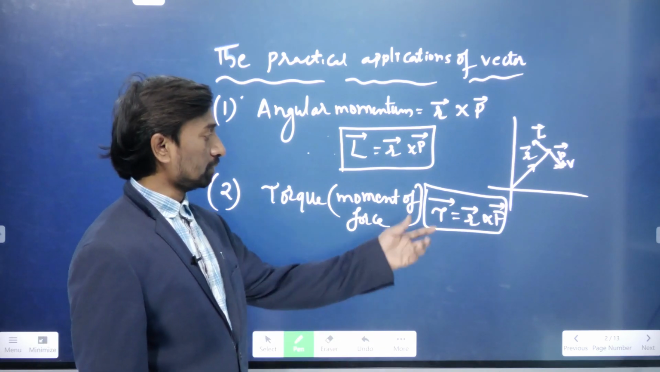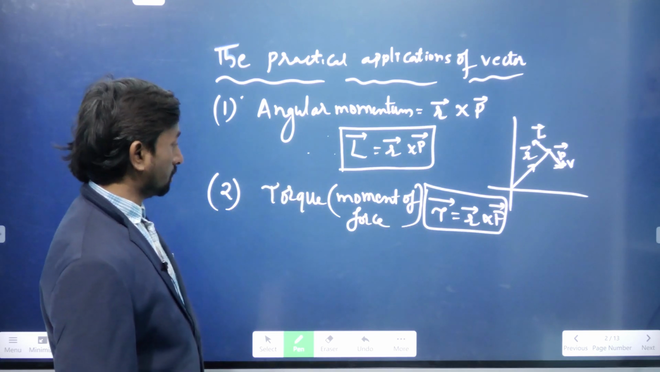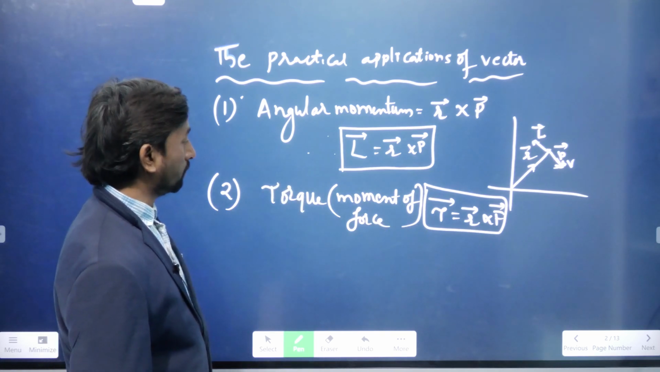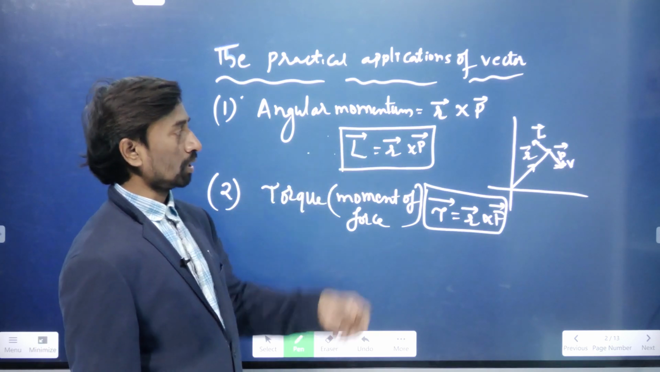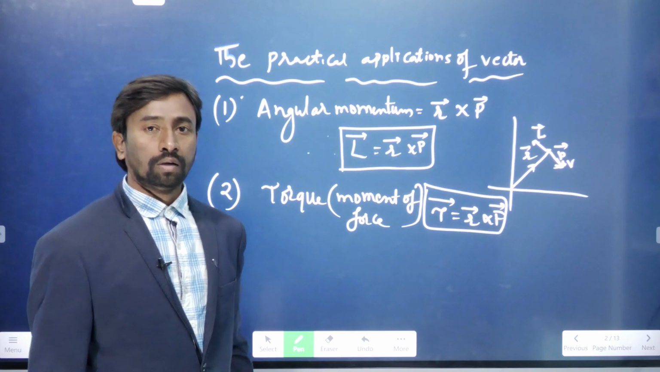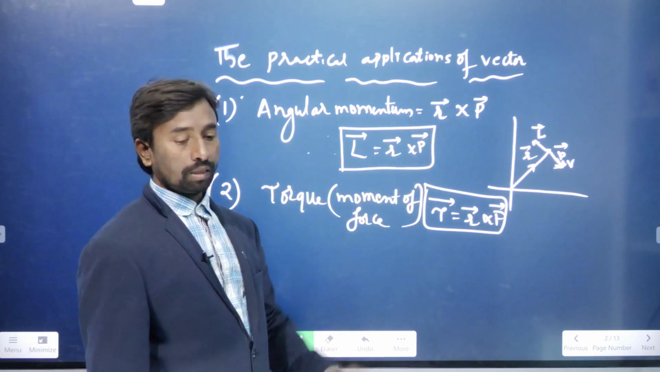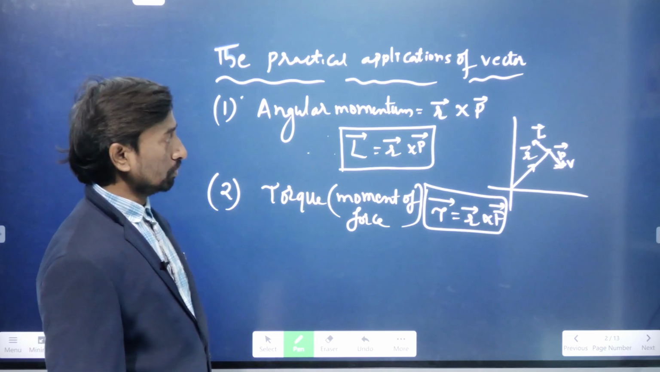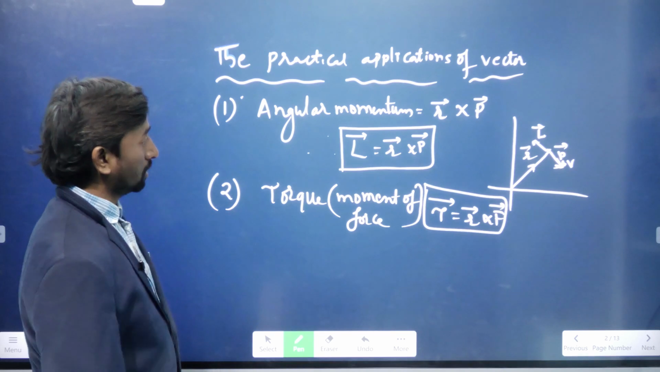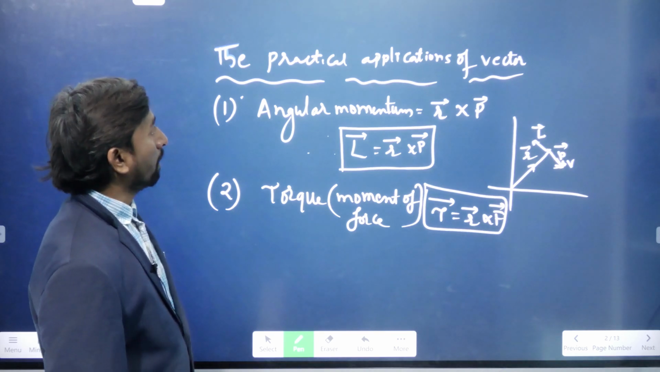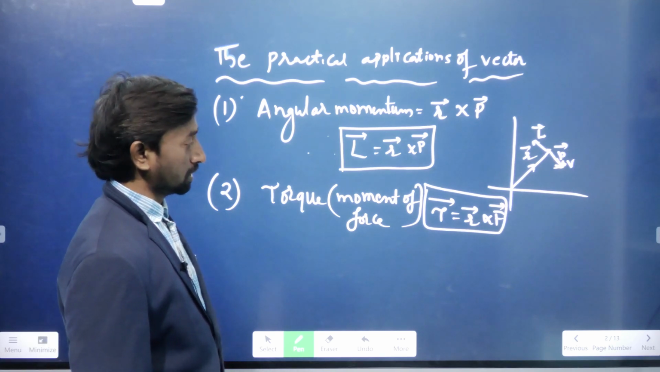So even the example of the tap, opening of tap and closing of tap. Okay. So then that is about the torque there. Moment of force is said to be the torque, and angular momentum is nothing but the cross product of the perpendicular distance from the axis of rotation and the linear momentum. Okay, and these are some of the examples for the practical applications of vectors. Torque and the angular momentum are the examples there.